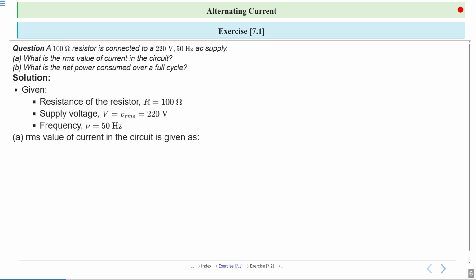The RMS value of current will be I RMS equal to V RMS upon R. This is a purely resistive circuit, only a resistor is connected. So I RMS equals V RMS upon R, NCERT equation 7.9. So I RMS will be equal to 220 upon 100. So I RMS is 2.2 ampere.